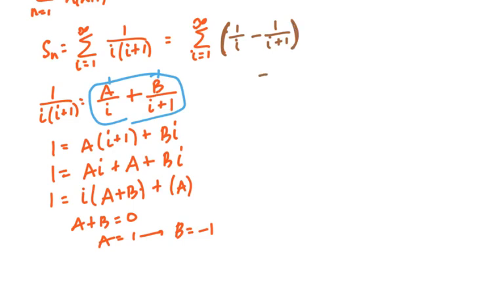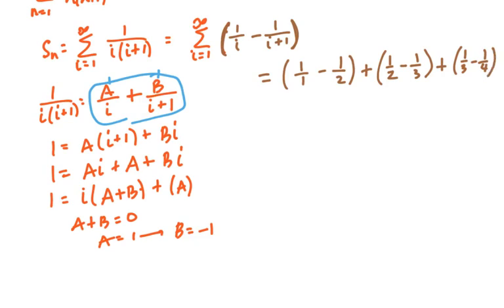So now let's look at that summation. If we put in 1, we have 1 over 1 minus 1 over 2. If we put in 2, we have 1 over 2 minus 1 over 3. If we put in 3, we have 1 over 3 minus 1 over 4. Plus ... plus the final term would be 1 over n minus 1 over n plus 1.